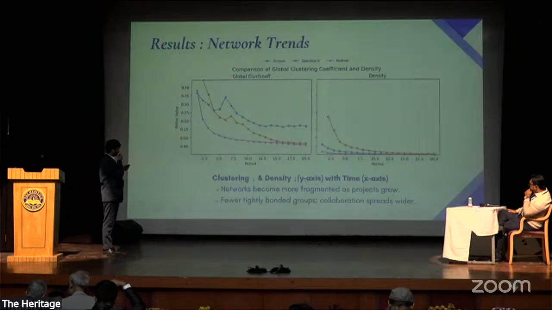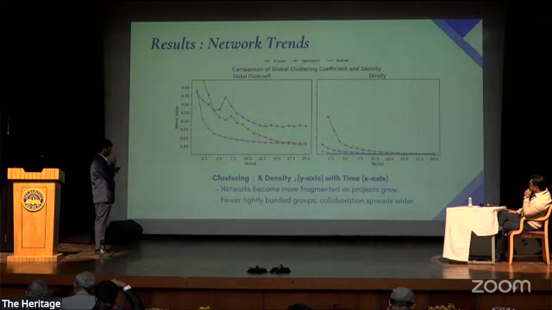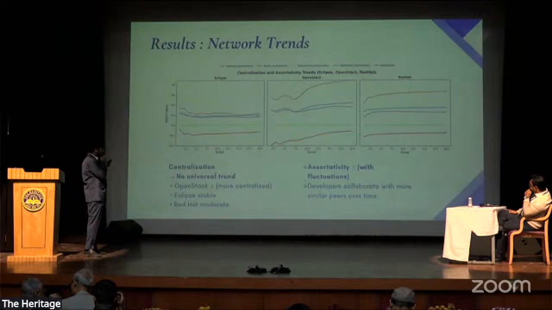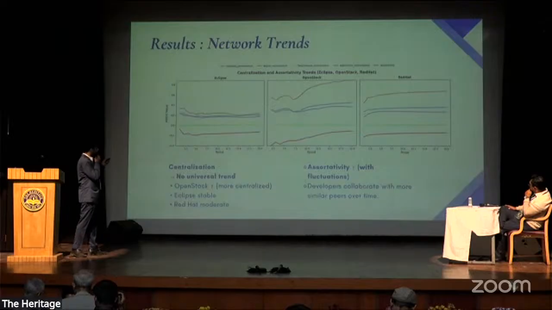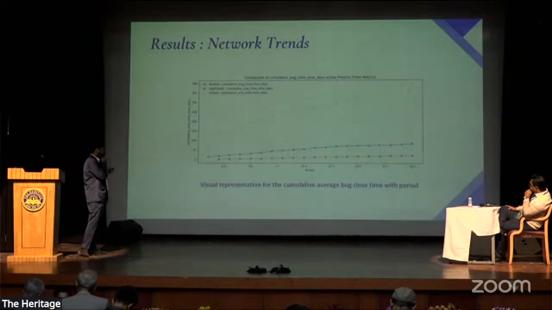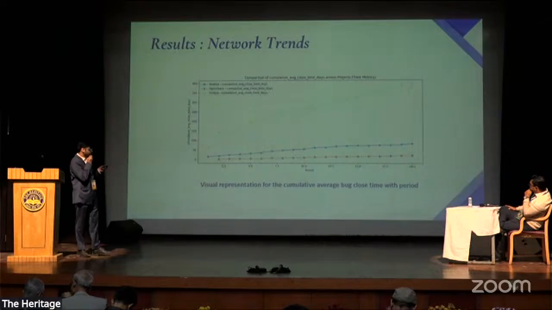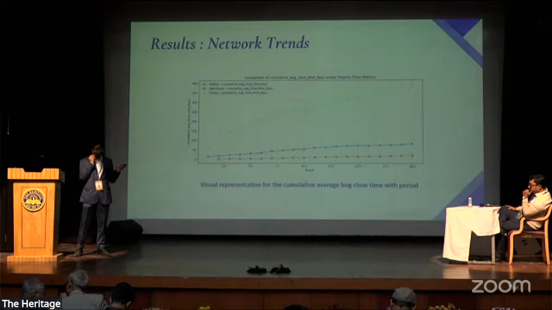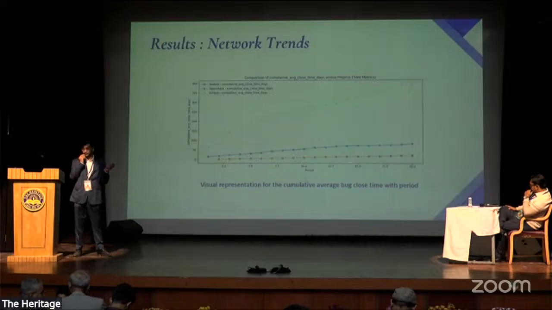Let's see if we can find some other trends in other network metrics. As you can see, for Eclipse, OpenStack, and Red Hat, we don't see any definite trend in any of our metrics. Other than assortativity, it shows a slight increasing trend, but that's not significant enough. Another graph is the visual representation of the cumulative average bug close time. Over here, you can see an increasing trend. Well, of course, it's cumulative, so it's going to be an increasing trend.